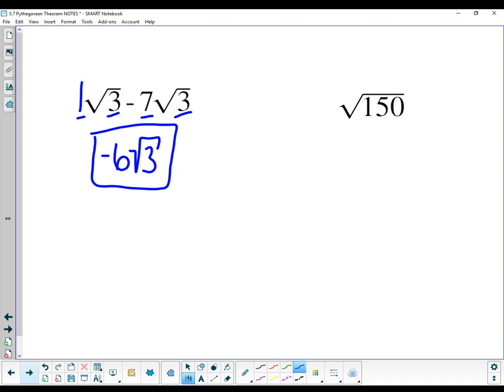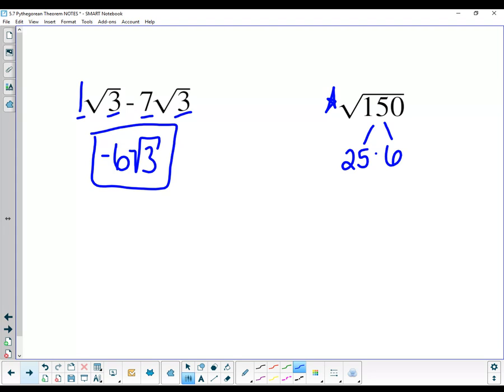Let's look at the square root of 150. All right, this one is a little bit bigger, which can be intimidating, but I know 150 can be broken down by 25 as well. So if I take 150 and divide it by 25, 150 divided by 25 is going to give me 6. So 25 times 6 gives me 150.